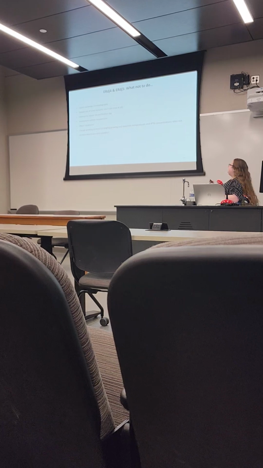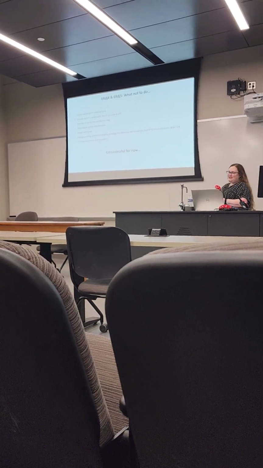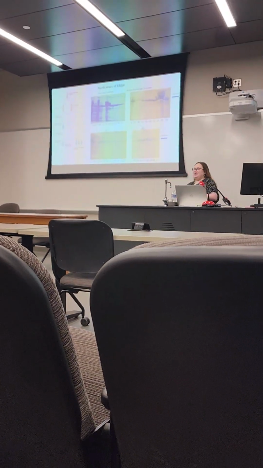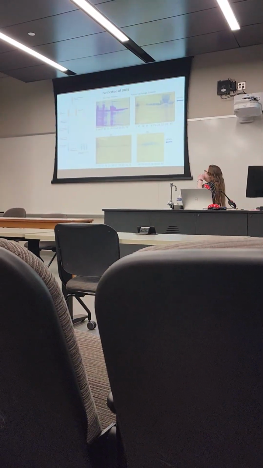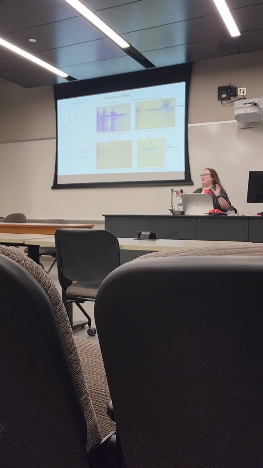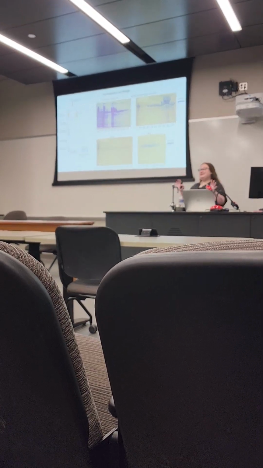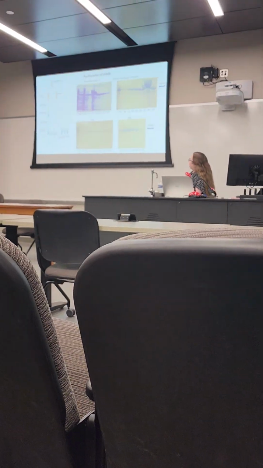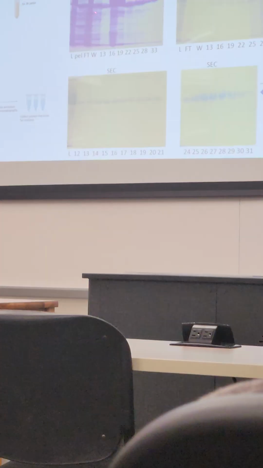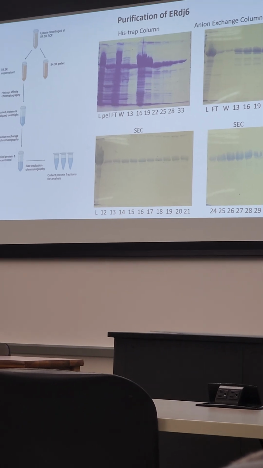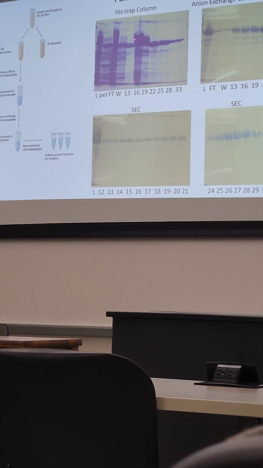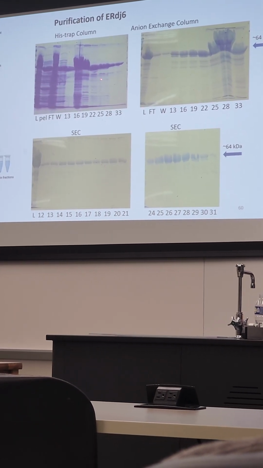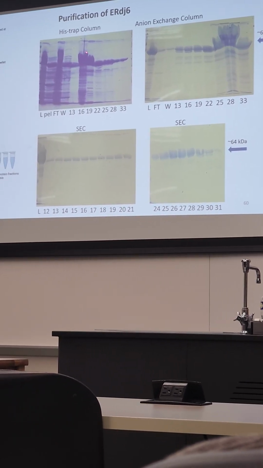So try something else. While ERdj4 and 5 might be unsuccessful for now, I do have a success story to share with you in ERdj6. ERdj6 was the first protein I ever successfully purified here in Miami, so this was a big deal. So after lysis and centrifugation, the supernatant fraction was applied to His-trap affinity chromatography, and we can see a beautiful ERdj6 band where these indicate fractions of protein that were eluted from the column.